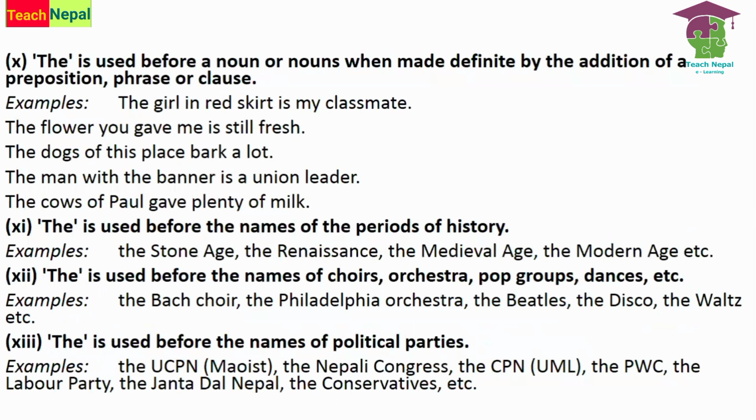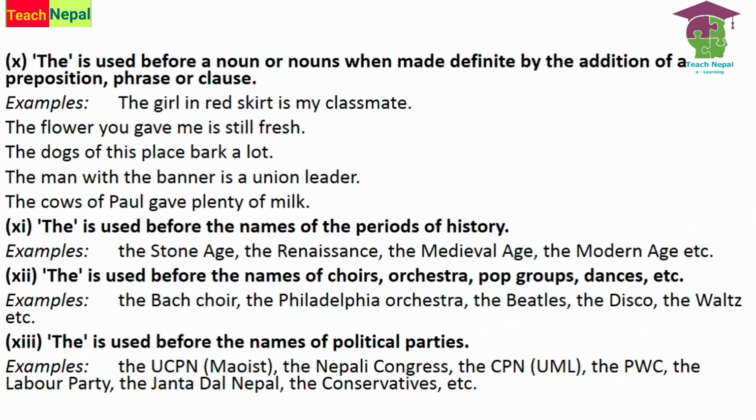The is used before a noun or nouns when made definite by the addition of a prepositional phrase. The girl in the red skirt means the girl here, focusing on the same girl. The flower you gave means the same flower you gave, might be that is a red flower or that is the rose flower. The dogs of this place, right, bark a lot, not other dogs, only the dogs of the same place.